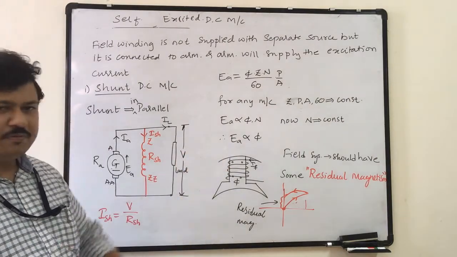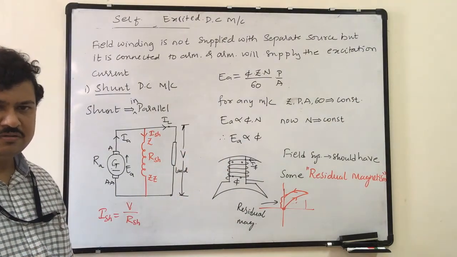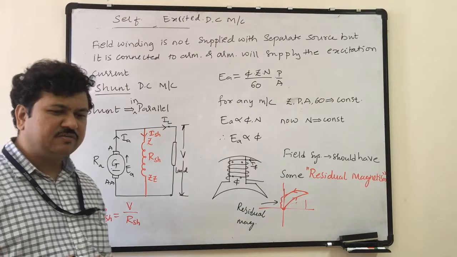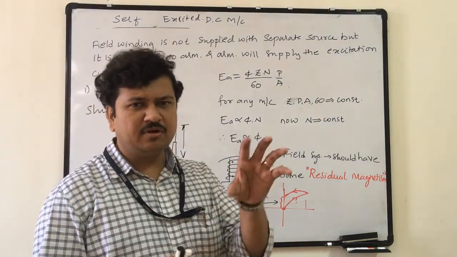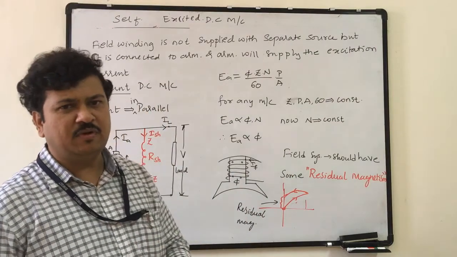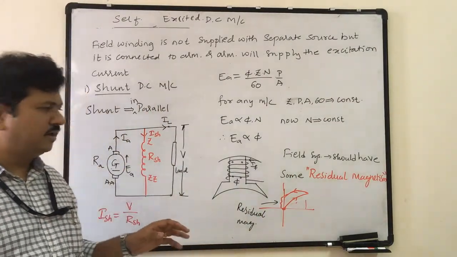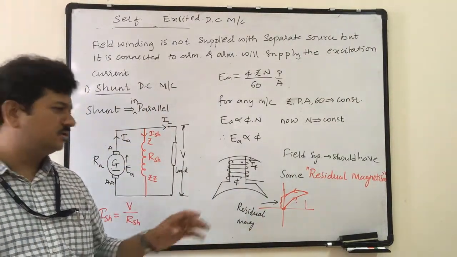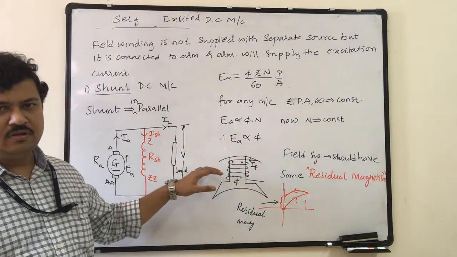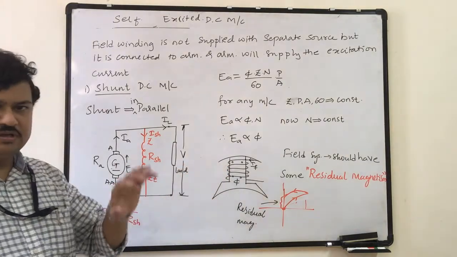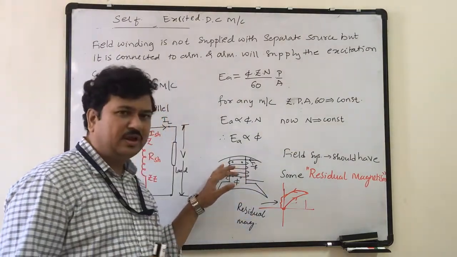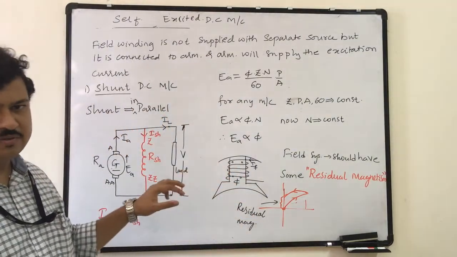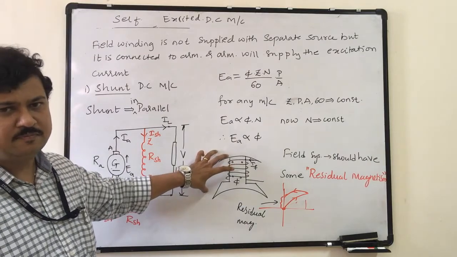Therefore, when the previous excitation was done and then removed, some amount of magnetism was still present in the field winding, and that magnetism will be retained for a long time because of larger retentivity. So the field poles of DC machines should have large retentivity, because I don't know whether I will use it as a separately excited machine or a self-excited machine.